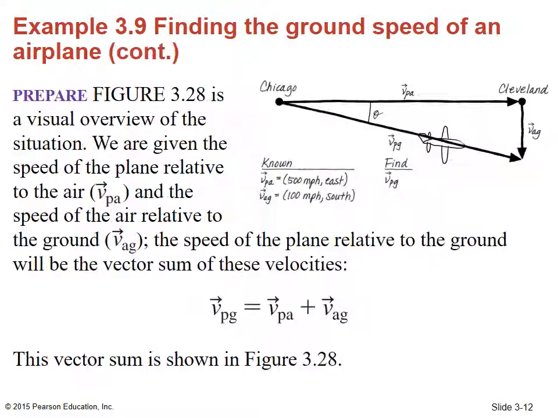The figure is a visual overview of the situation. We are given the speed of the plane relative to the air, v sub PA, and the speed of the air relative to the ground, v sub AG. The speed of the plane relative to the ground will be the vector sum of these velocities, v sub PG equals v sub PA plus v sub AG. The vector sum is shown in the figure.